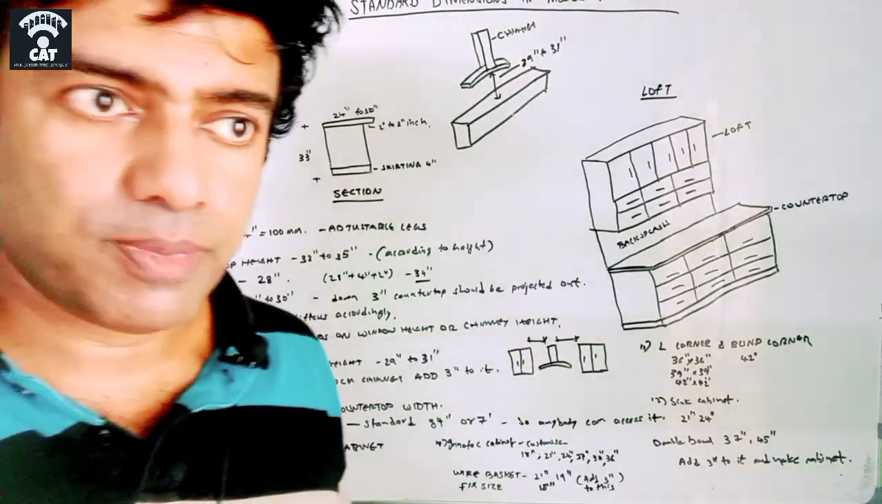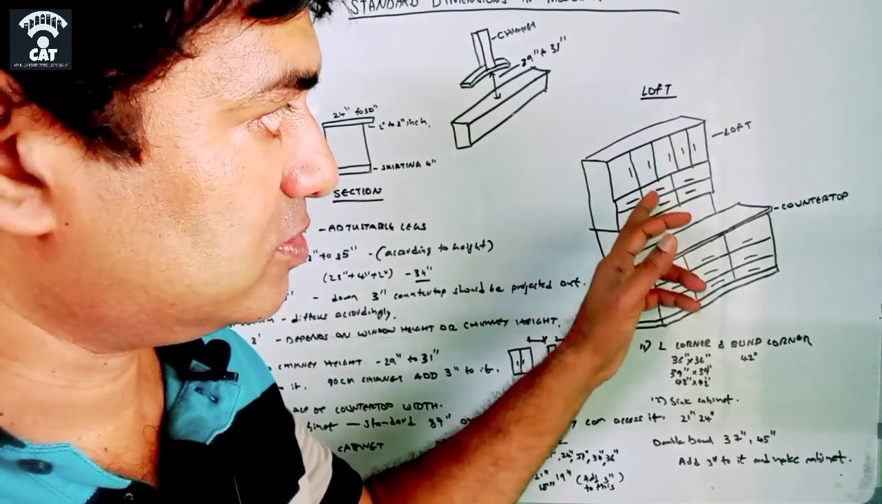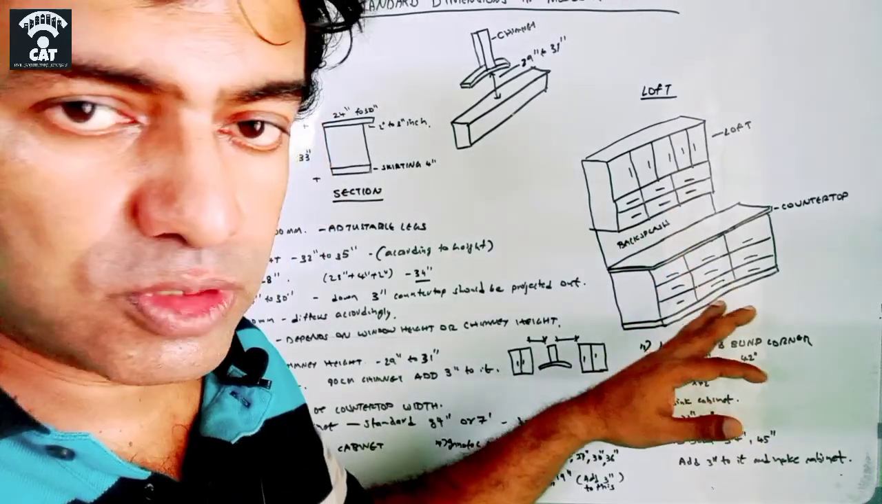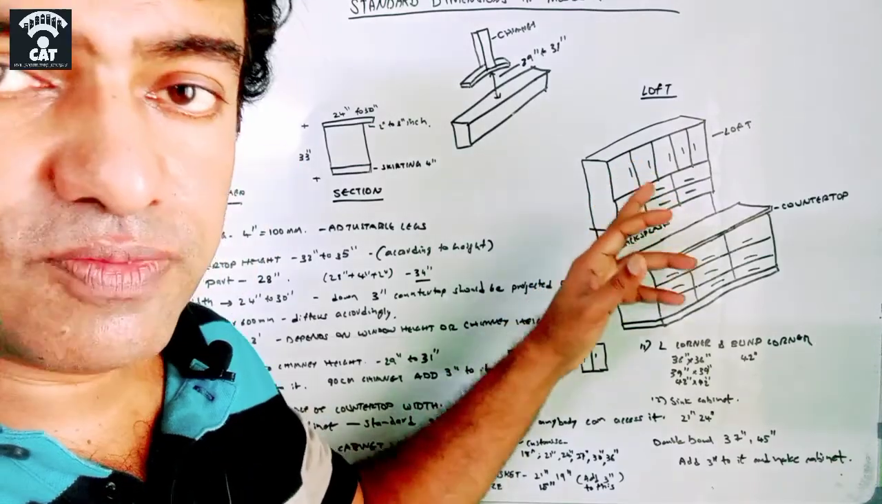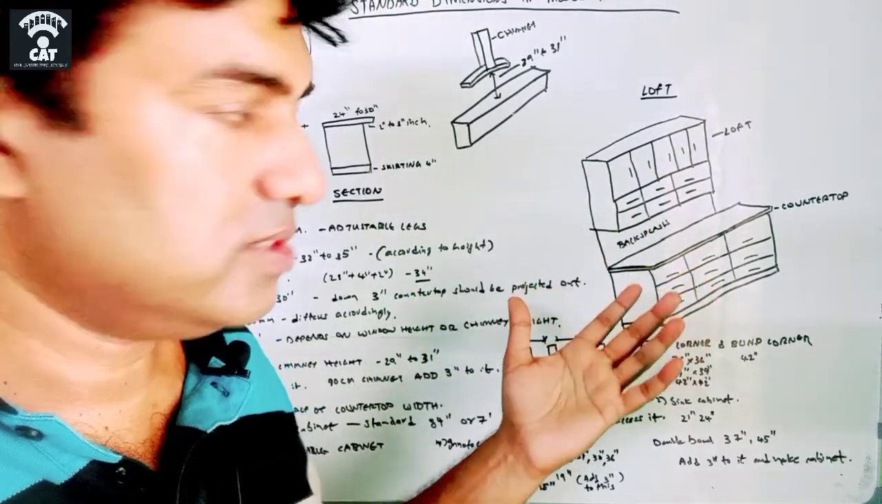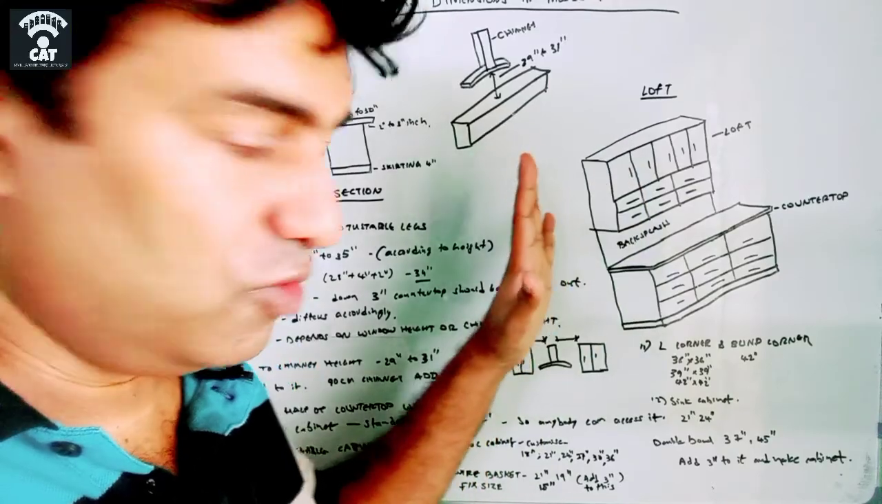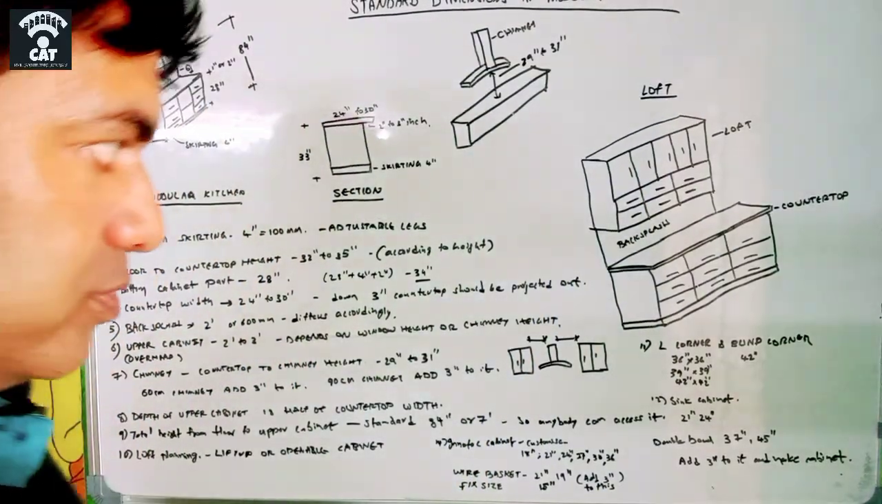Some people provide a loft, some people do not, because to access the loft is a bit difficult. You need to put some stool or something to put something there, and it is not a place that we need to access every time. So if we just have to store something, then you can provide a loft. For that, the loft is used.